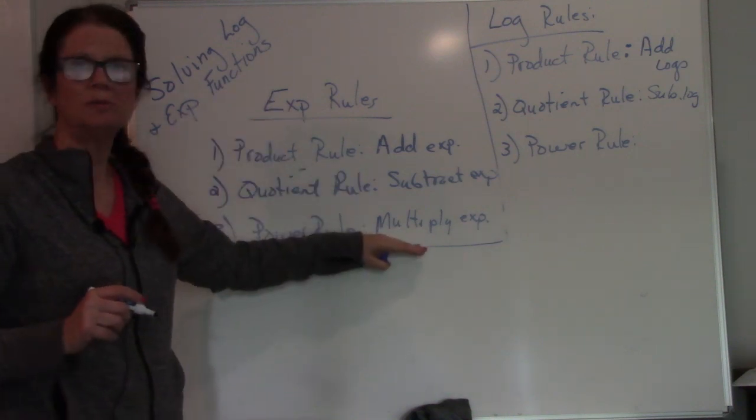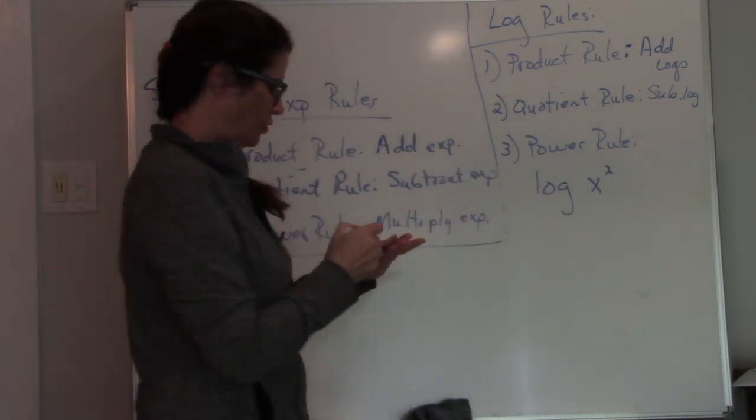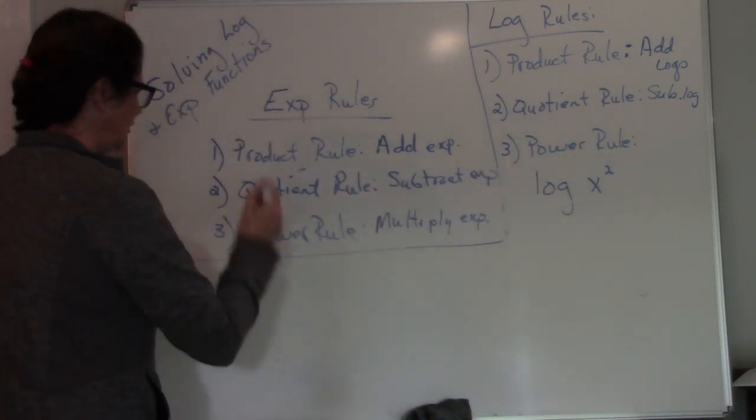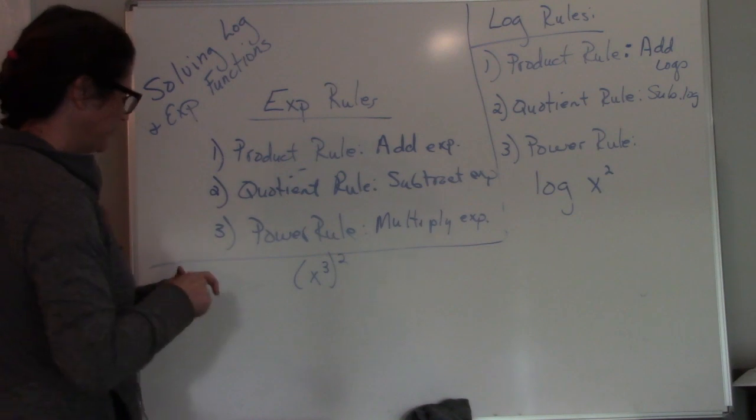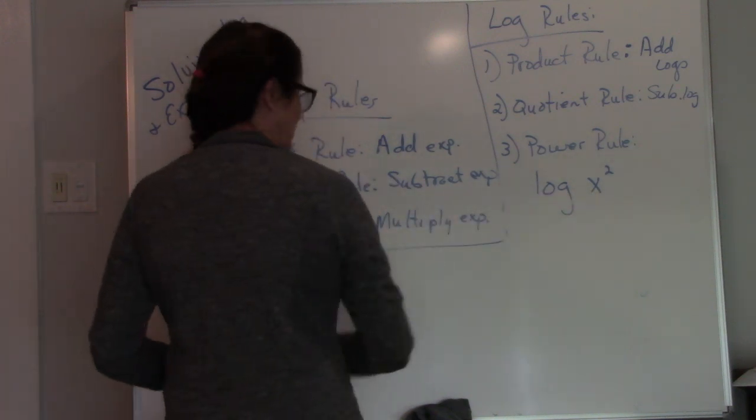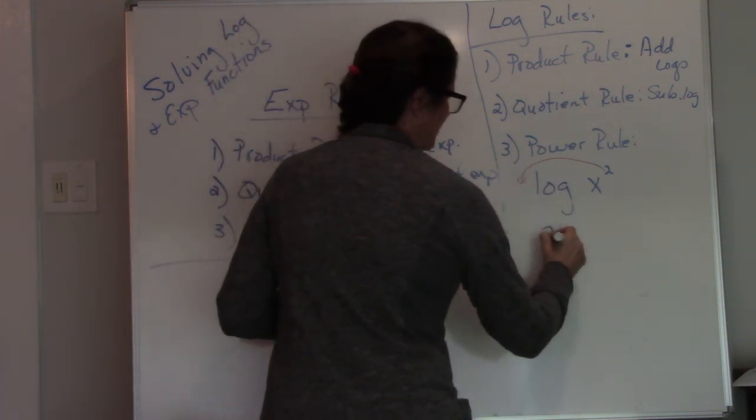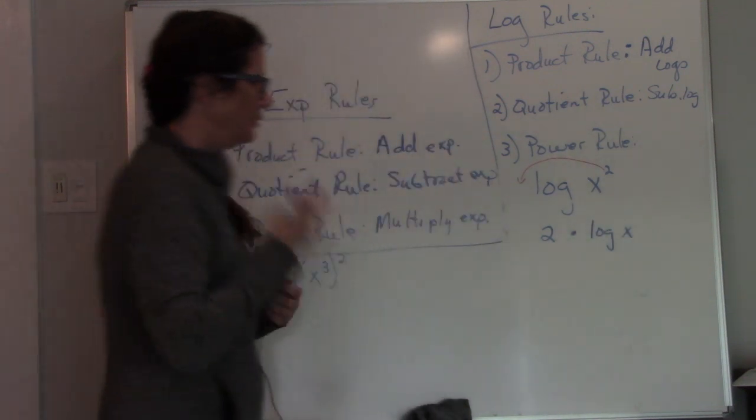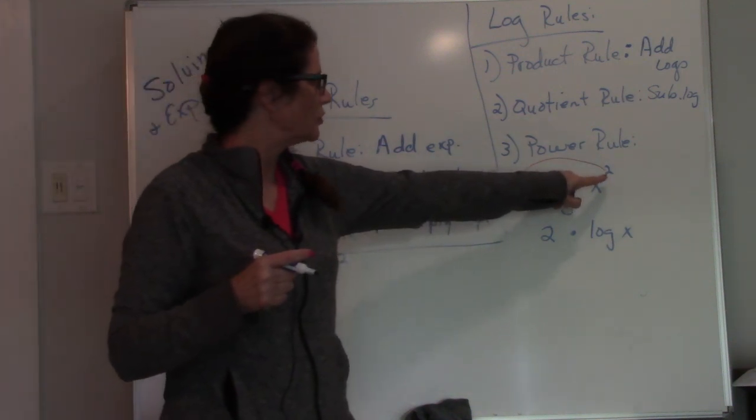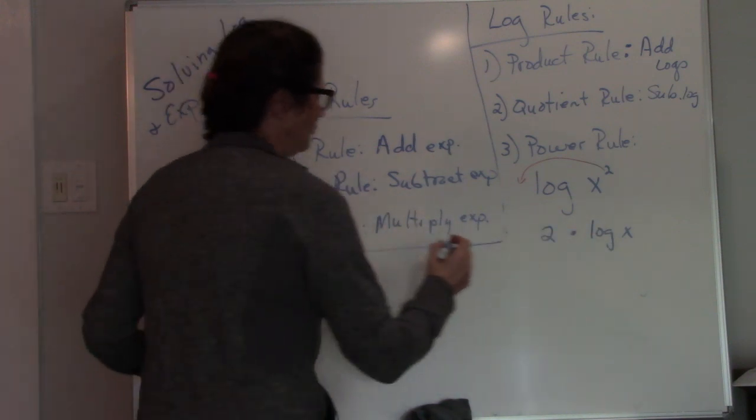Power rule with exponents, we multiply the exponents. So let me give you an example. If I have log of x squared, so again, remember, a log is an exponent. So this is showing an exponent on an exponent, just like over here. When we had x cubed to the second power, this is an exponent on an exponent. So what we're going to do, I'm going to do this in red, we're going to drop the exponent to the front, and it's going to be 2 times log of x. All right? So the power rule with exponents says we multiply the exponents. Well, that's exactly what we're doing. We're taking this exponent to the front, and we're multiplying it by the exponent. So exponent times exponent.